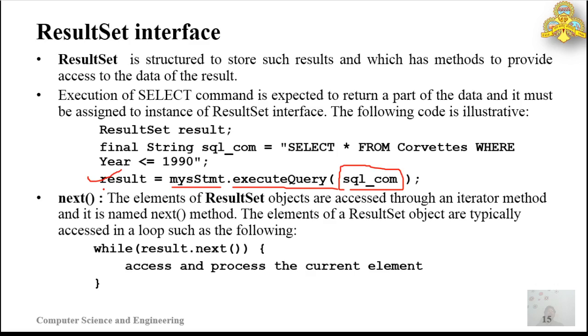ResultSet has many functions. One such function is next. This method moves to the next row in the ResultSet object, and it returns false when the internal pointer of the ResultSet object crosses the last row.